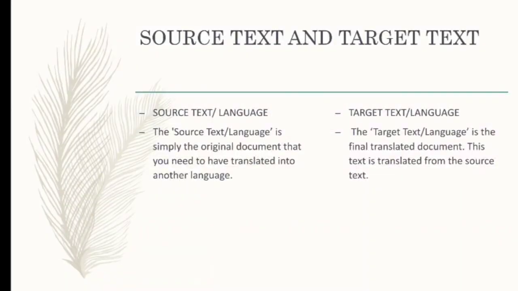Now moving on to this slide, here we will talk about source text and target text. The source text or language is simply the original document that you need to have translated into another language, while the target text or language is the final translated document. This text is translated from the source text. So while translating from source language to target language, the translator is expected to maintain a linguistic equivalence between the source and the target text. He must have a greater understanding of grammar, conventions, idioms, etc.